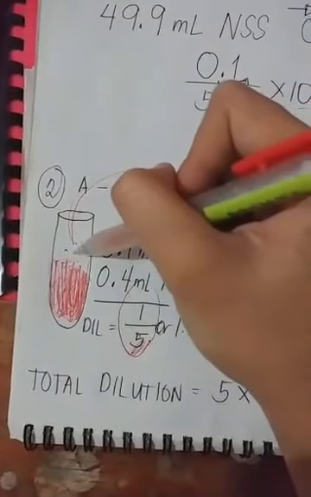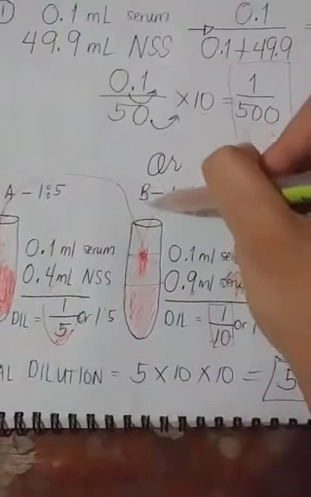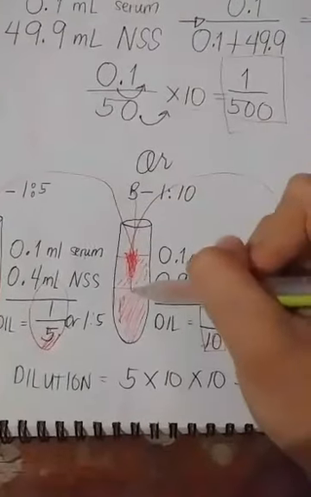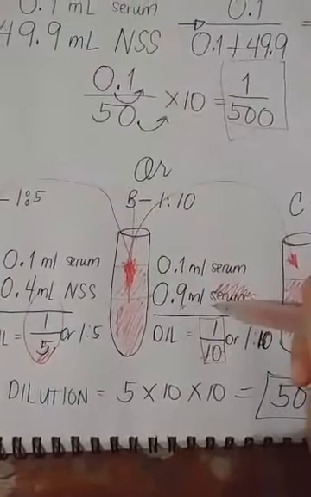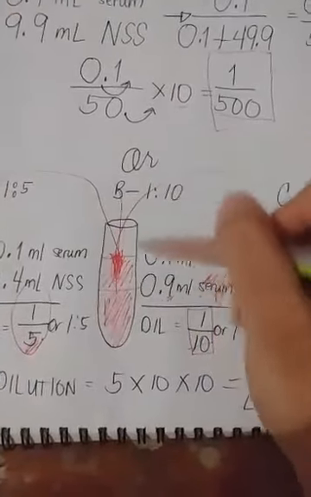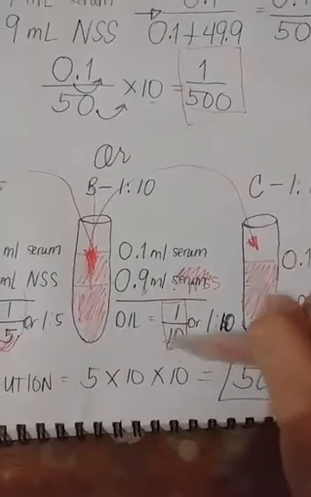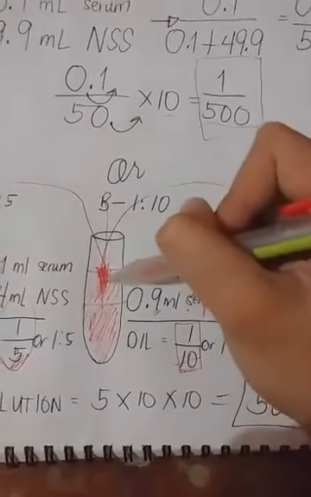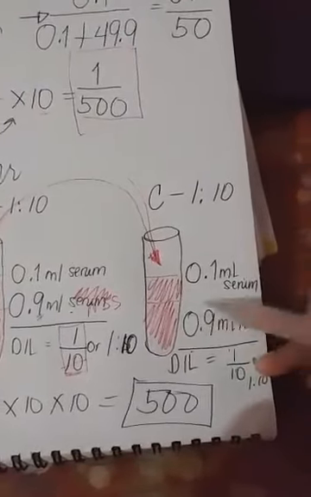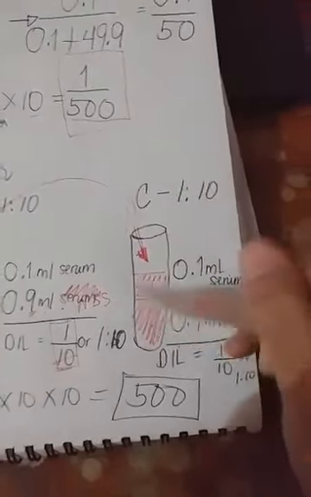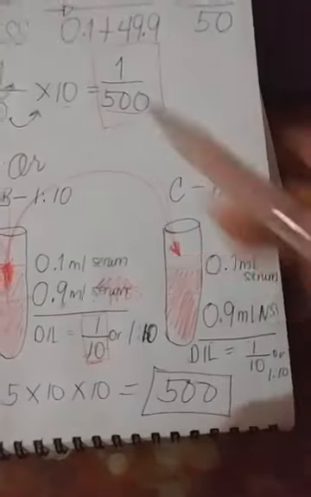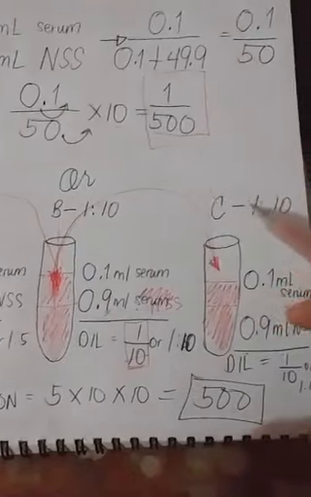Ang sunod natin ginawa, kumuha tayo ng 0.1 dito, dinala natin sa pangalawang tube. Sa pangalawang tube, bukod sa serum na nilagay natin, nagdagdag daw tayo ng 0.9 ml na NSS. So, yung tube dilution natin in this tube, letter B, is 1:10. Okay? And then you get again 0.1 from here and then put it on your third tube and then mix again with 0.9 ml NSS.